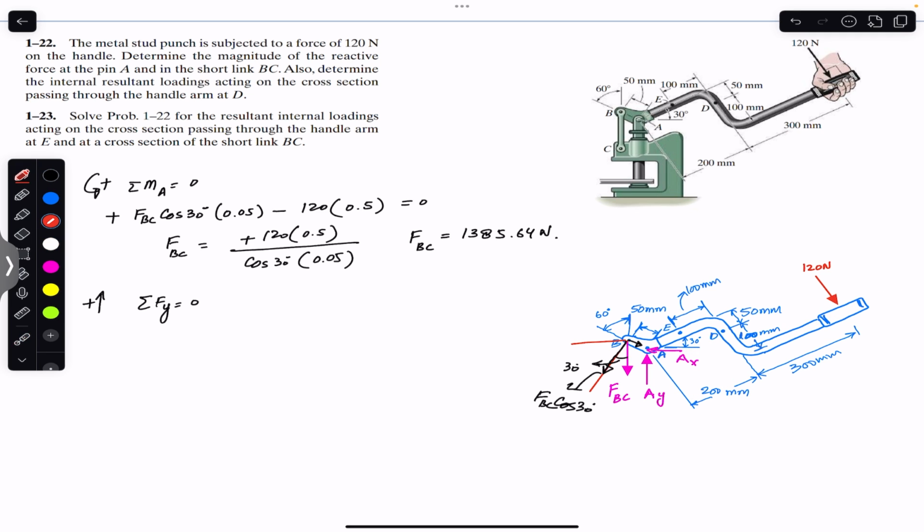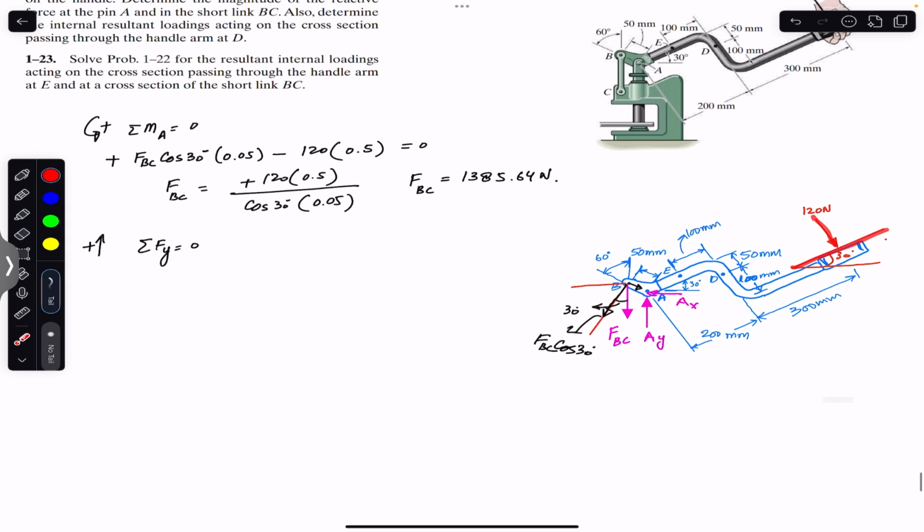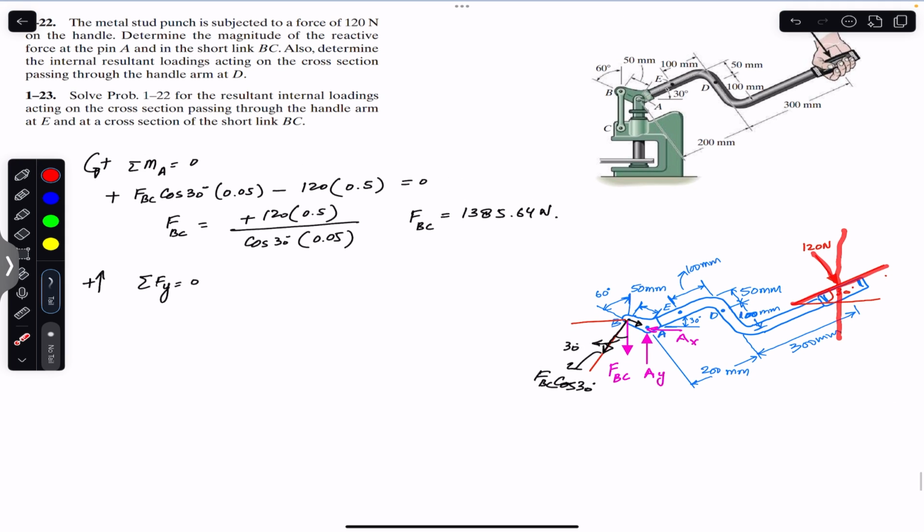So now again, if I draw a line here which is parallel to the axis of the handle, and this is making 30 degrees here, this is 30 degrees. So this force is perpendicular to this line, and if I draw another line perpendicular to this horizontal line, this angle is now 30 degrees. So we can say that this force is making a 30 degree angle with the vertical. So this angle is 30 degrees, and we can resolve this 120 Newton force into two components.